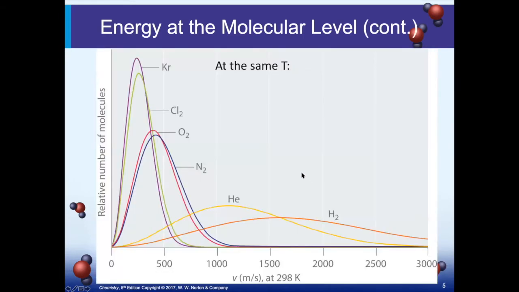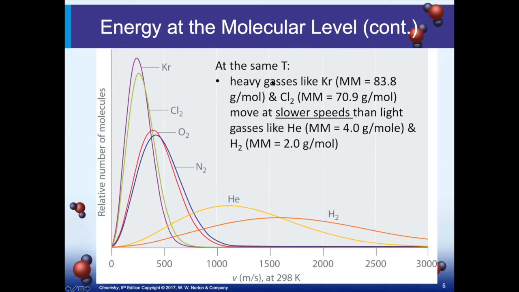So here it is, kind of in a more graphical form, what I just said. Light things like H2, remember, would have a molar mass of 2 grams per mole, versus something like krypton, which is a noble gas that's pretty far down on the periodic table. It's got an average atomic mass of about 83.798. So this is much heavier. Krypton is much heavier, right? So if we apply the same energy or the same temperature, heavy gases like krypton and chlorine, which has a molar mass of 70.9, are going to move at slower speeds.